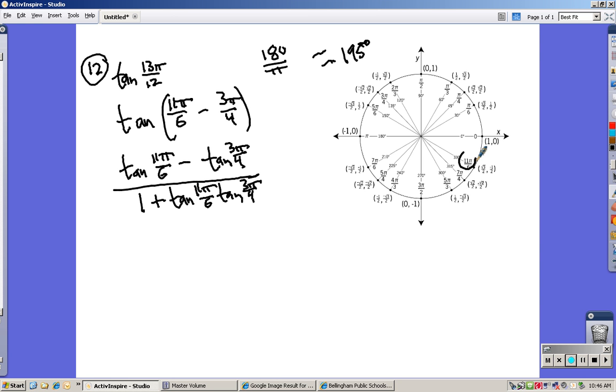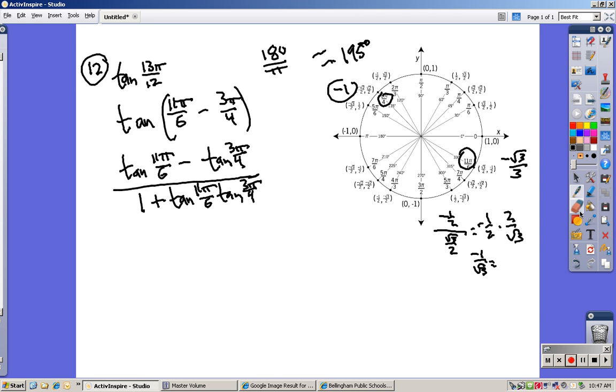11 pi over 6 is here. Tangent's y over x. So this would be negative 1/2 over root 3 over 2. And that's the same as negative 1/2 times the reciprocal of the bottom, 2 over root 3, which is negative 1 over root 3. So rationalize that denominator, negative root 3 over 3. That's tangent here. Tangent here at 3 pi over 4: negative, something divided by negative itself, negative 1. That's convenient. So let me get this out of the way in case we need this space.